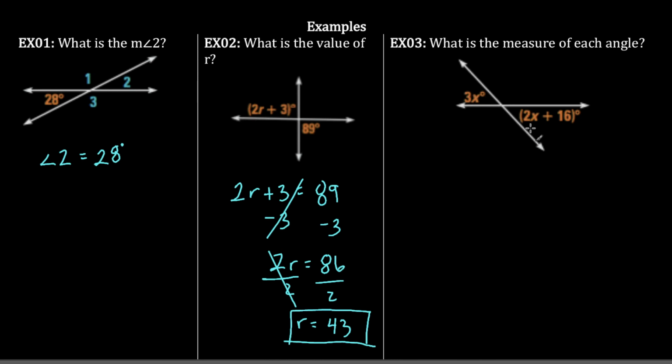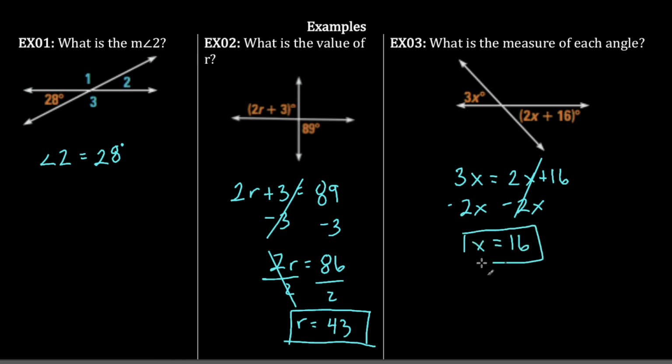Now, what do you do in this case? Well, you just make another equation. 3x should equal 2x plus 16. Now, before we go any further, let's figure out what it wants. What's the measure of each angle? So we need to figure out the actual measure. I'm going to subtract 2x over here, and I get 1x equals 16. And so x is 16.